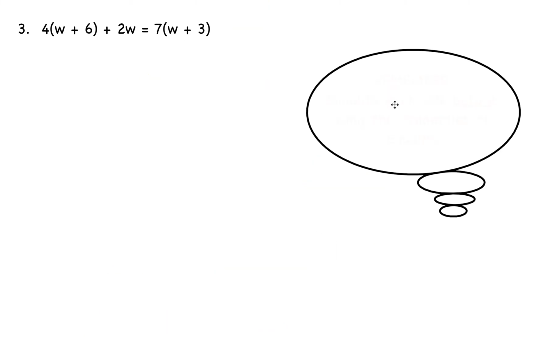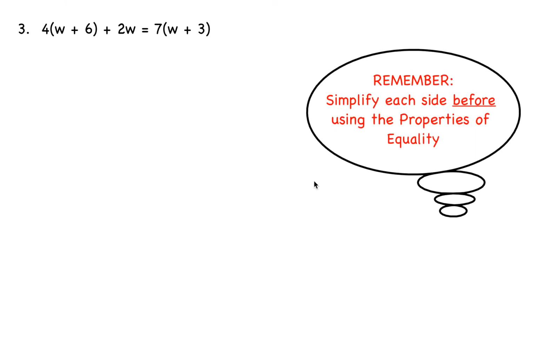All right, so the next one, a little reminder for us. It says, remember to simplify each side before we use the properties of equality. What that means is we need to use our distributive property and combine like terms before we actually use any of those 4 properties. So my distributive property says to multiply the numbers through the parentheses, so 4 times w and 4 times 6, so I get 4w plus 24, and then I have a plus 2w, here's my equal sign, and then we're going to distribute the 7 through the parentheses, and we get 7w plus 21.